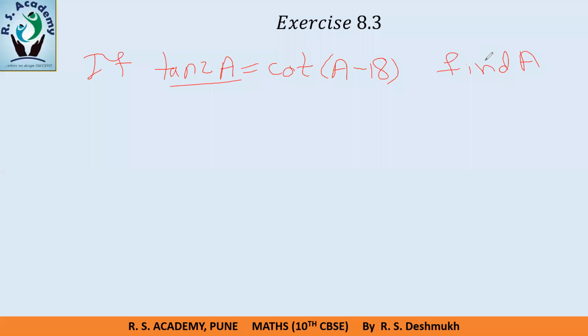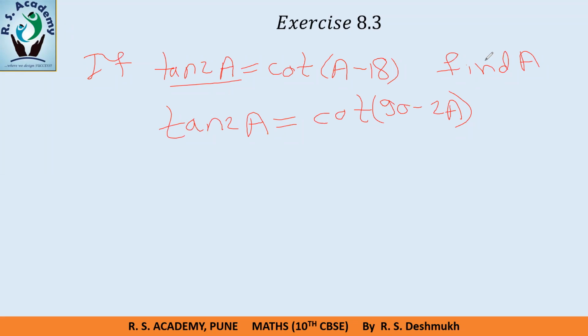Okay. So what they have asked in this question, if tan 2a is equal to cot of a minus 18 and if 2a is an acute angle, find the value of a. So what I say in this case, let me say tan of 2a, but I know that tan theta is equal to cot of 90 minus theta. So I can write this as cot of 90 minus 2a.